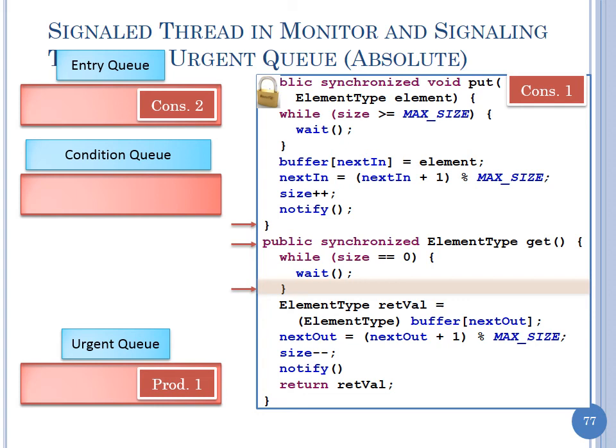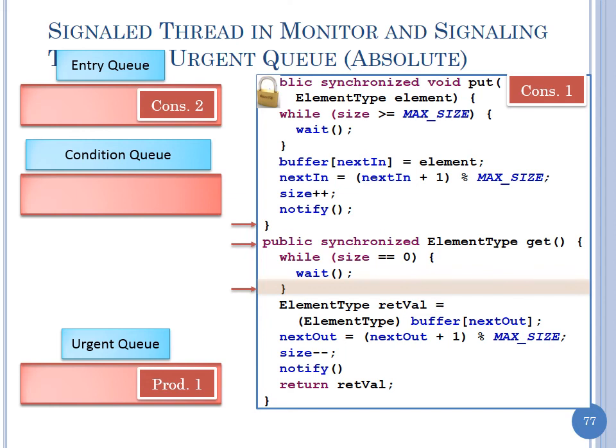I'm going to switch from the hint solution now to the absolute solution. Let the signal thread go immediately. The signaling thread must go somewhere, and for similar reasons, we'll put it in its urgent queue rather than the entry queue. Otherwise that signaling thread may never get a chance to execute if it gets behind somebody who came after it.